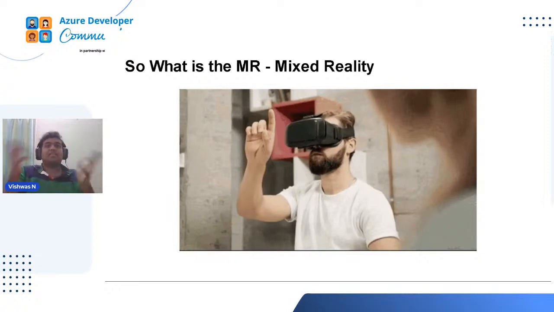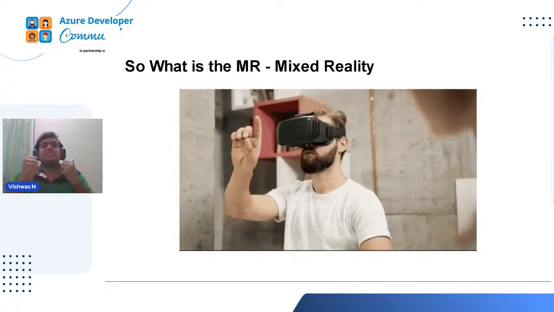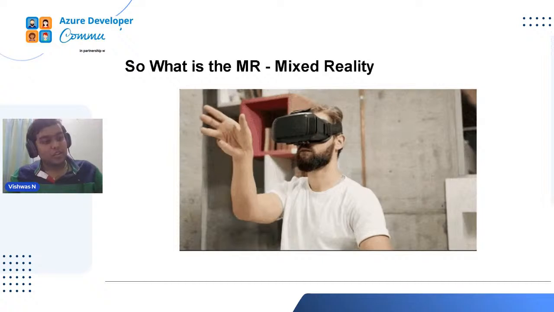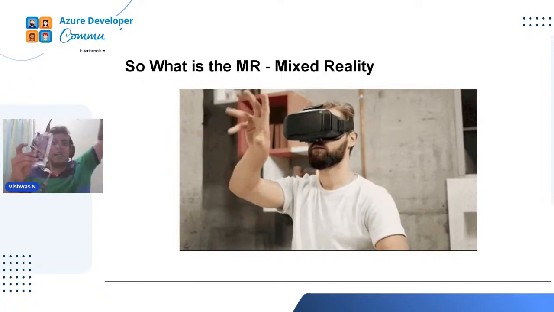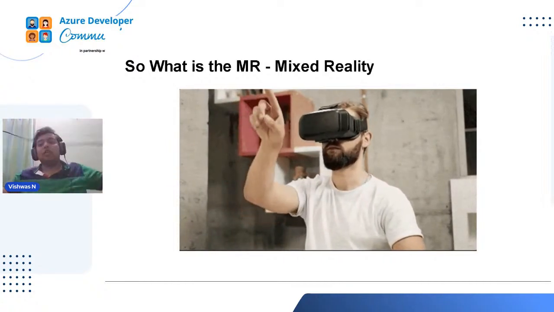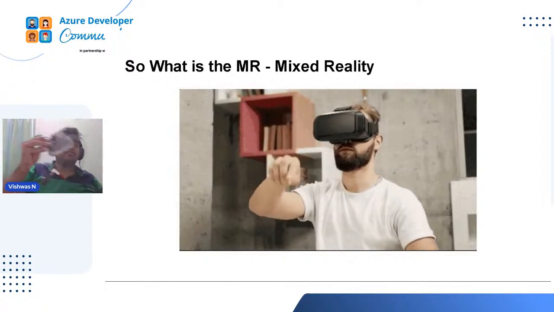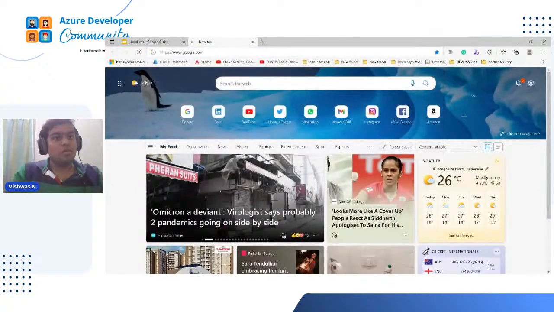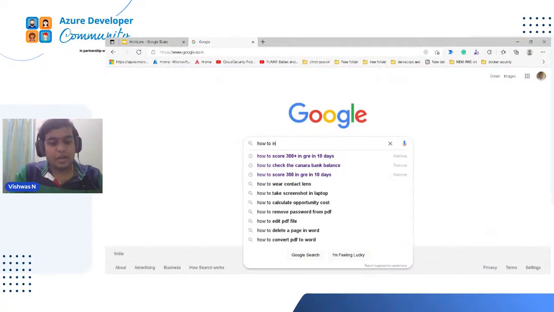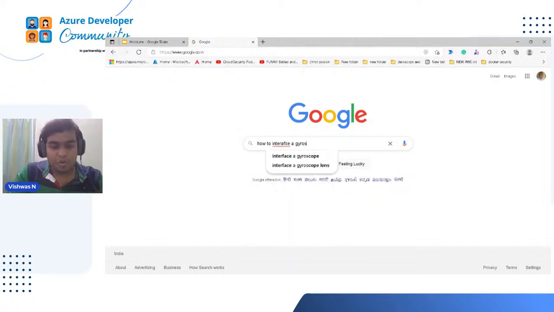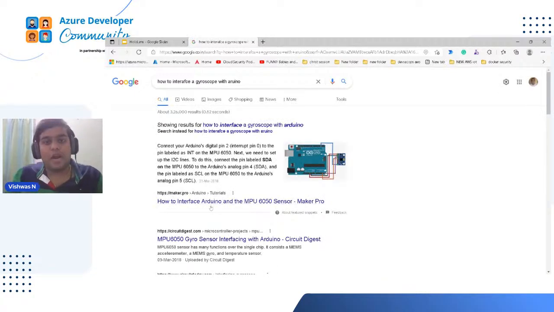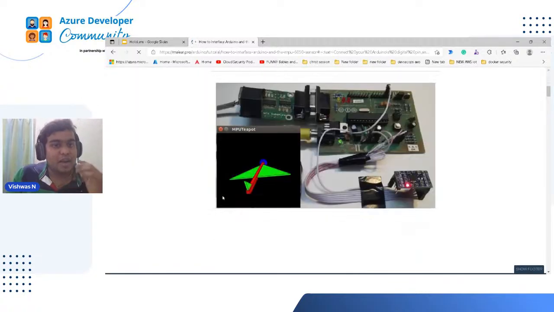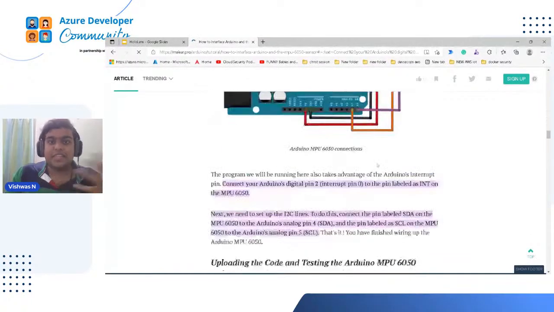So what is mixed reality? Mixed reality is some sort of interaction that happens between you and your system. I can give you the example of an Arduino, which you just plug into your system, and you have serial communication happening. It's a simple analogy. Go to Google, search how to interface a gyroscope with Arduino. You get a set of code and some serial communication going between the systems, and you will understand what the system is all about.